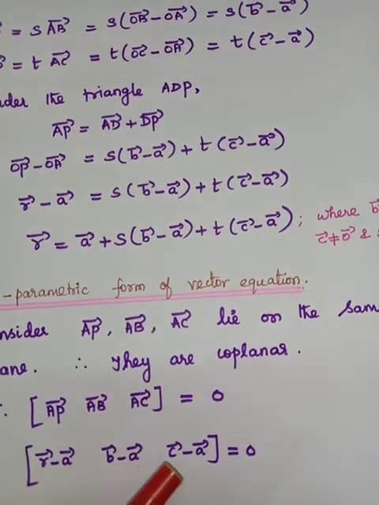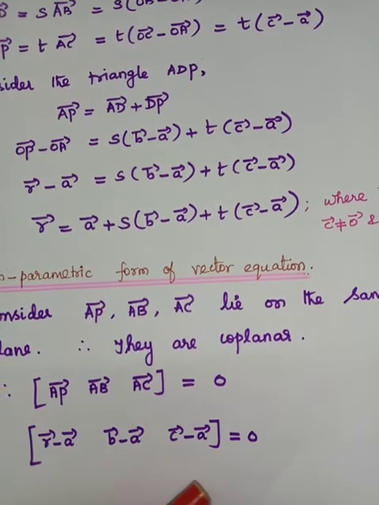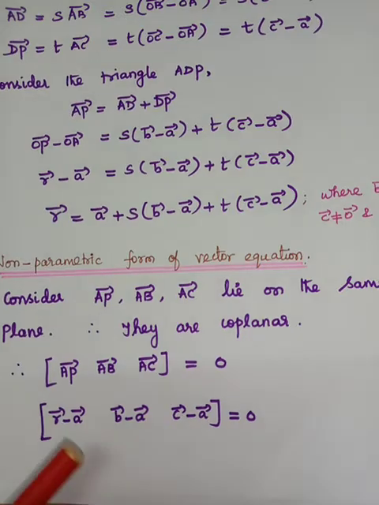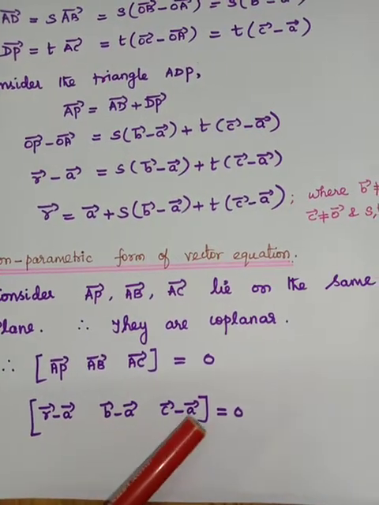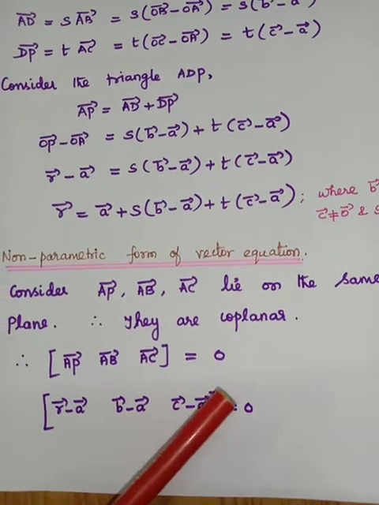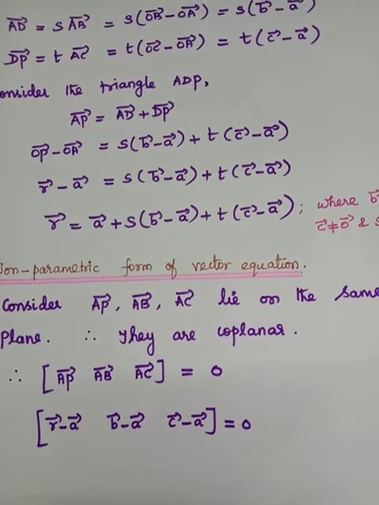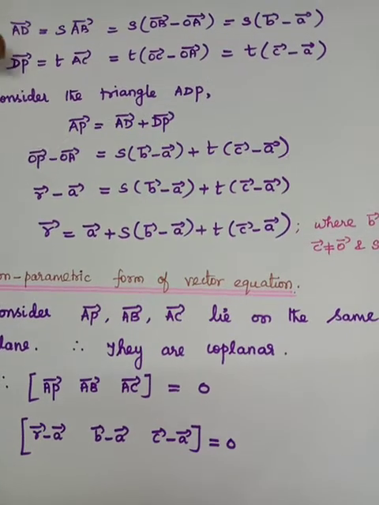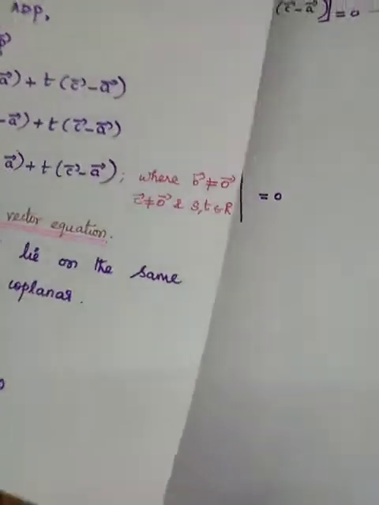AC vector, how will you write? OC vector minus OA vector. So here no parameter is used. So it's a box product of R vector minus A vector, B vector minus A vector, C vector minus A vector, which is equal to 0. This is the non-parametric vector equation of the plane passing through three non-collinear points.